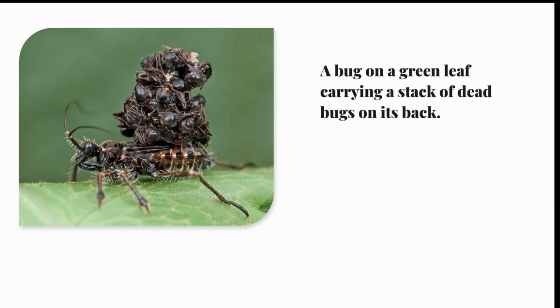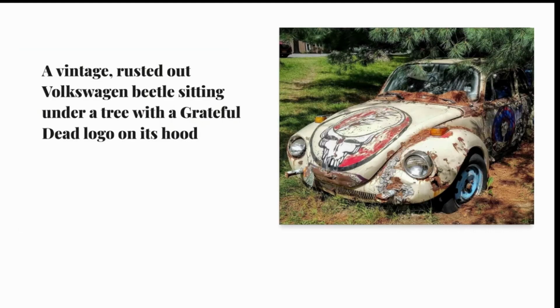This might be in a Ranger Rick magazine, a bug on a green leaf carrying a stack of dead bugs on its back. And for people who can't see these images, it's going to be really surprising what that next image is going to be. So that next dead bug is a vintage rusted out Volkswagen Beetle sitting underneath a tree with a Grateful Dead logo on its hood. And that explains to the person that can't see it what it is.